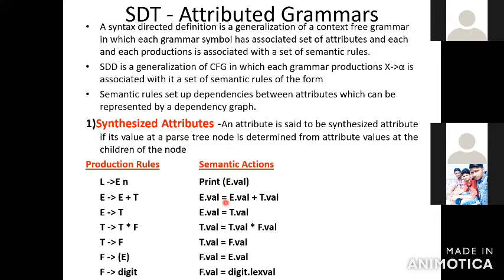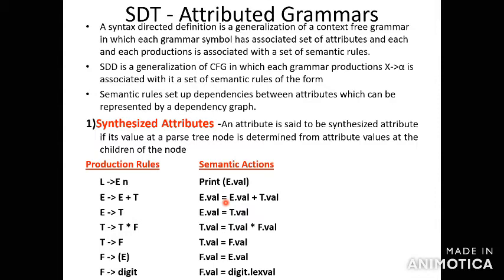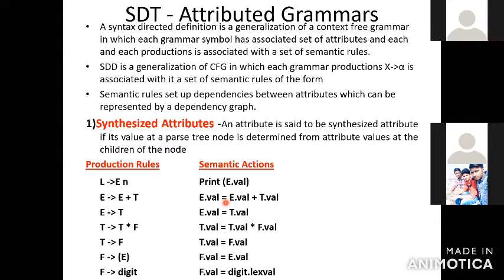Okay. So a semantic rule is a dependency between the attributes. The attributes can be represented in the form of a dependency graph. In an attributed grammar, we have 2 types of attributes. One is synthesized attributes, another one is inherited attributes. So what are synthesized attributes? What are inherited attributes?